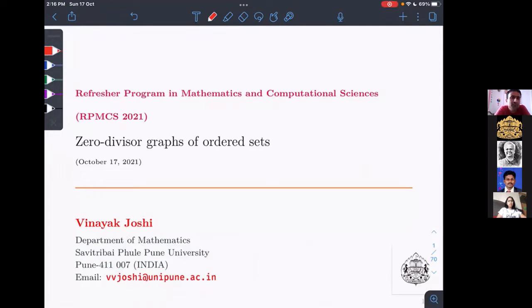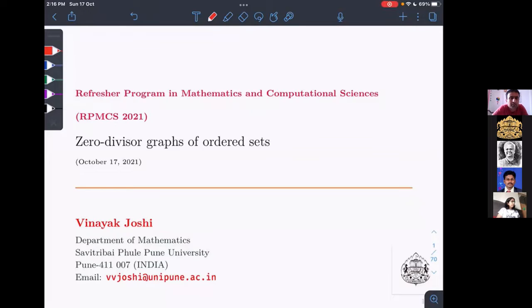He completed his PhD in the year 2004 under the guidance of Professor Vafare, and he worked for his thesis in the area of lattice theory and ordered sets. His main research interests lie in ordered sets and, more specifically, lattice theory.